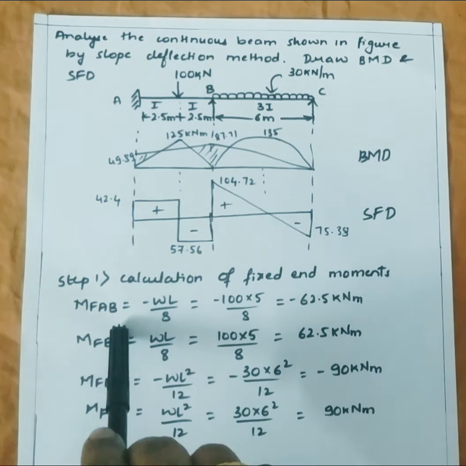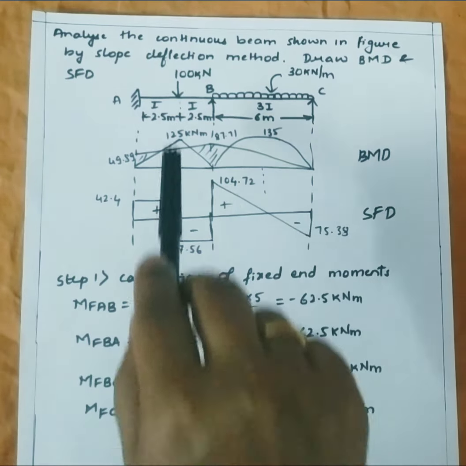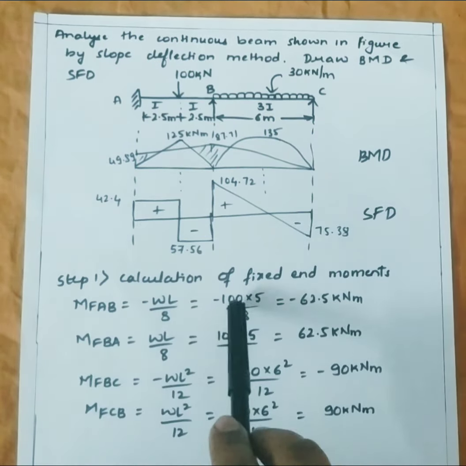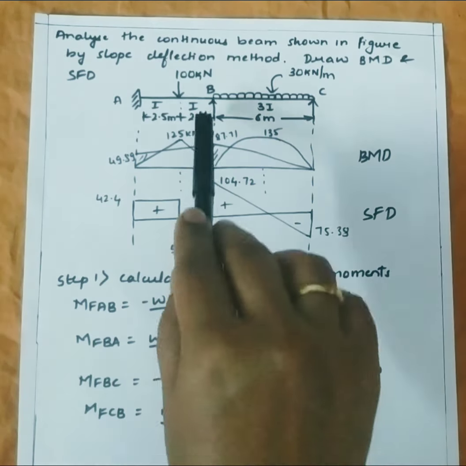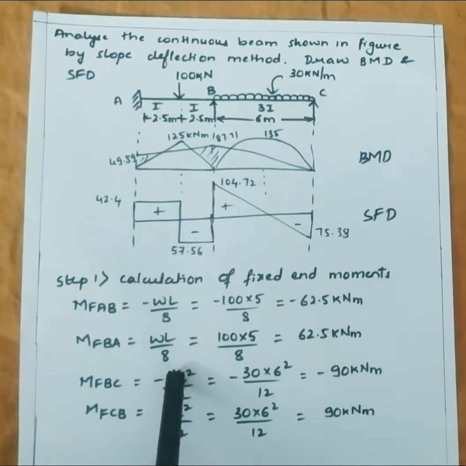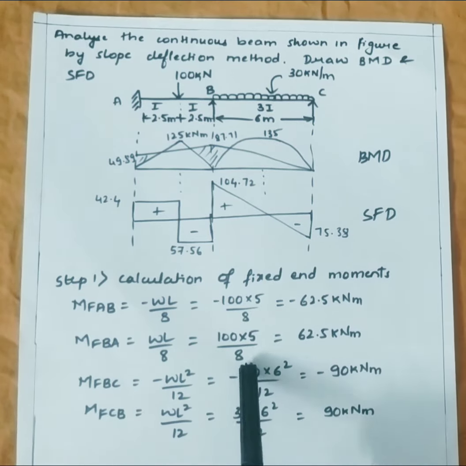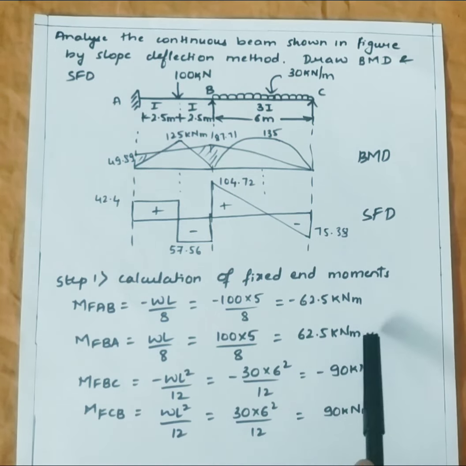Okay, so MFAB equal to minus WL by 8. There is a point load. So minus 100 into 5 by 8, minus 62.5 kilonewton meter. MFBA equal to plus WL by 8, 100 into 5 by 8, that is 62.5 kilonewton meter.